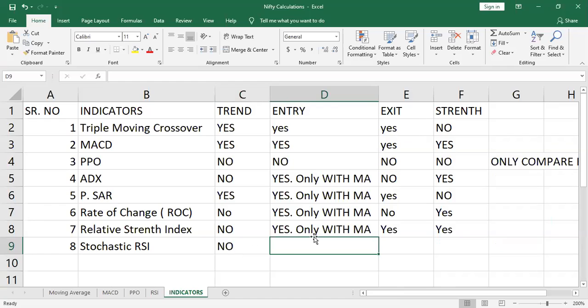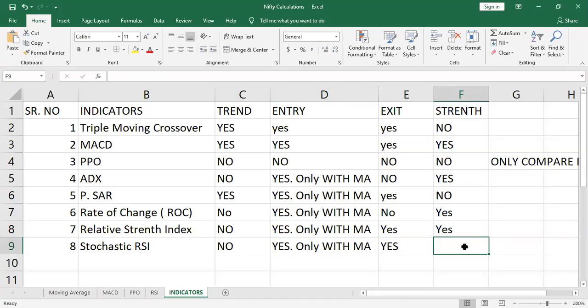Entry, yes. As with the RSI with the moving average, you can get confirmation for the entry, long or short. Exit, then you can show, is yes. The strength, it also shows the strength of the momentum and whether it will hold strength or not.